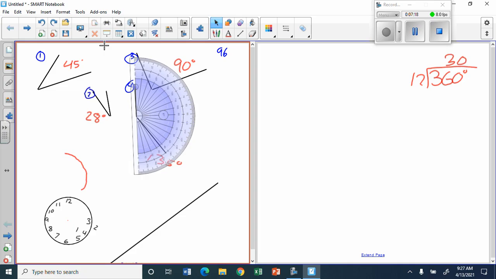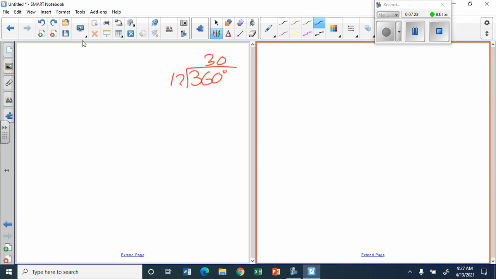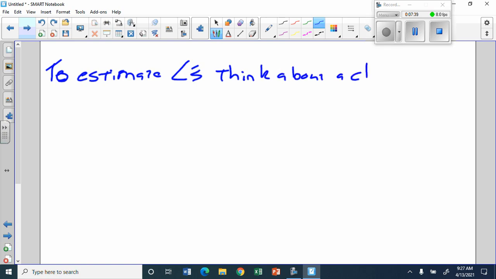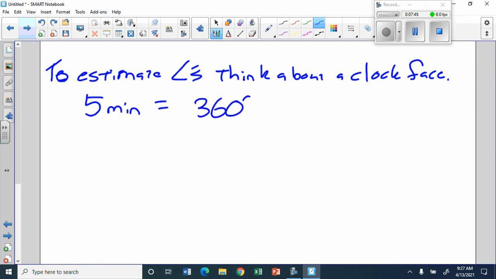If you like the clock method, use it. But here's a quick question. Let's write this down just because we should take some notes in this section. A couple things to write down. To estimate angles, think about a clock face. 5 minutes equals 360 degrees divided by 12, 30 degrees. So every 5 minutes is 30 degrees.